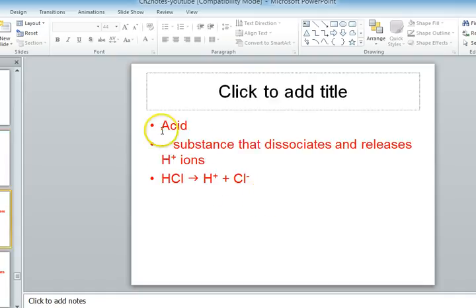Okay? But we use this term dissociate to look at the idea of an acid or a base. An acid, and again, notice this is in red, so you're probably going to see this again on the test. An acid is a substance that dissociates and releases hydrogen ions. So here's the acid, hydrochloric acid. What makes it an acid is that when this is dissolved in water, it dissociates, or splits, and releases hydrogen ions. Now it also releases these chloride ions, but it's the release of the hydrogen ions that makes this substance an acid.